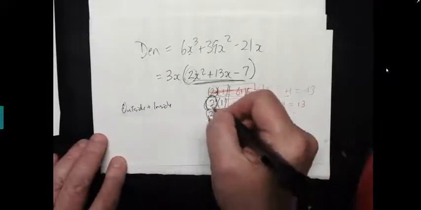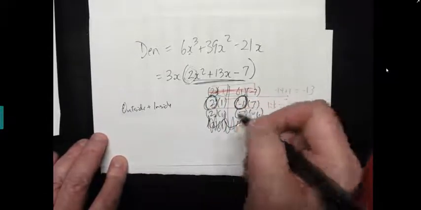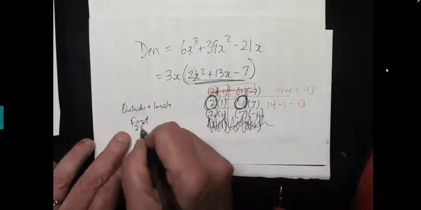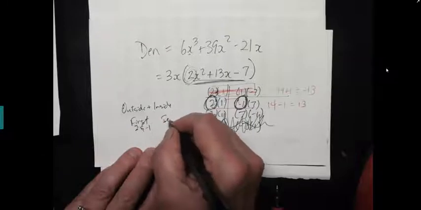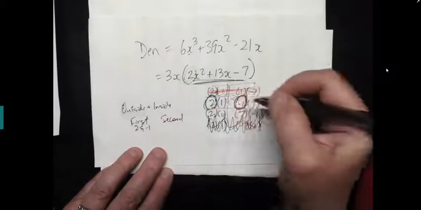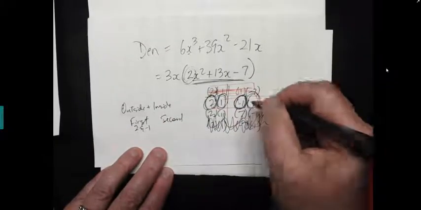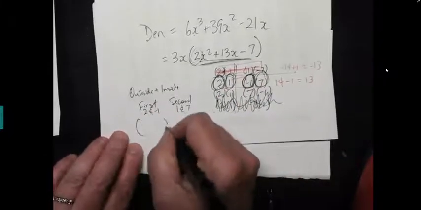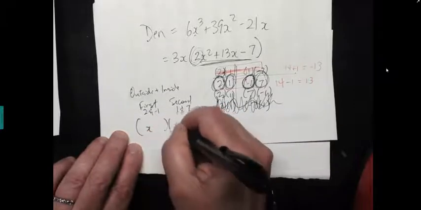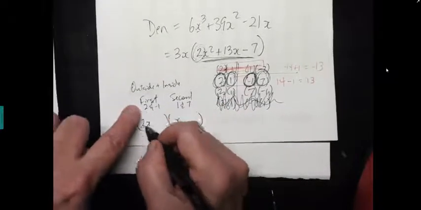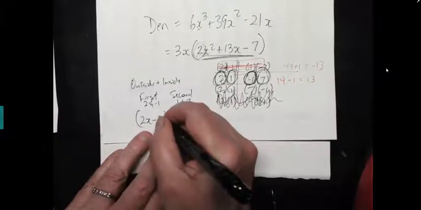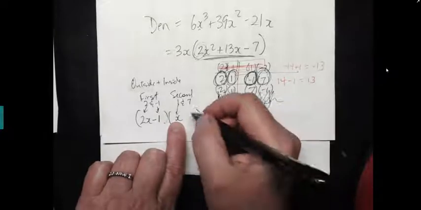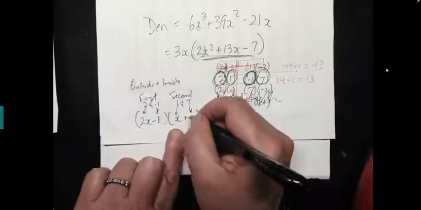So what's going to go into my first factor are going to be 2 and negative 1. And what's going to go into my second factor are going to be 1 and 7. Now, what do we mean by that? I'll have 2 times x plus negative 1. And here I'll have 1 times x, I'll just leave that as x, plus 7.